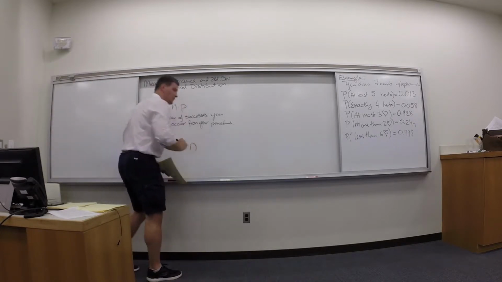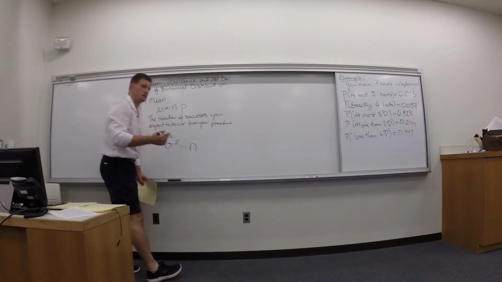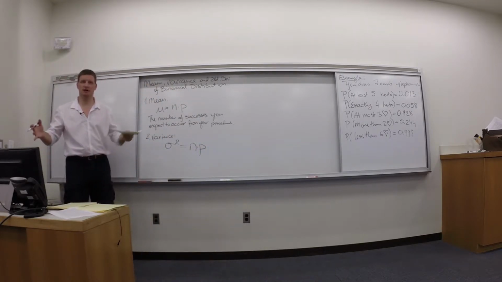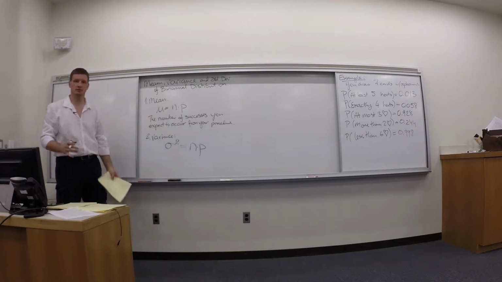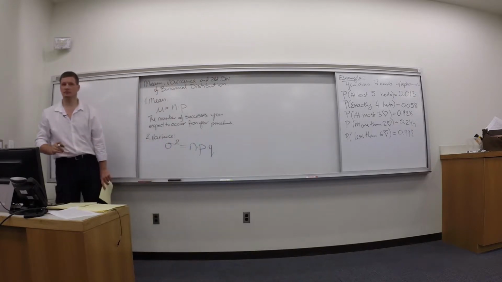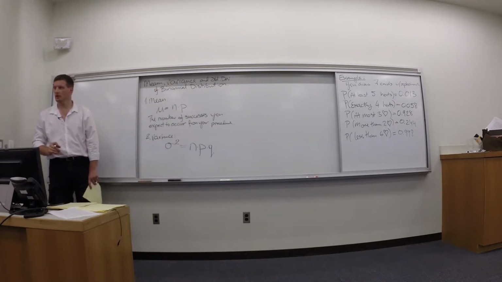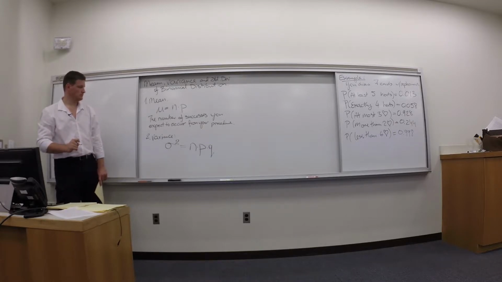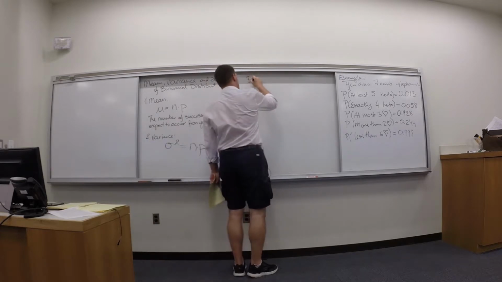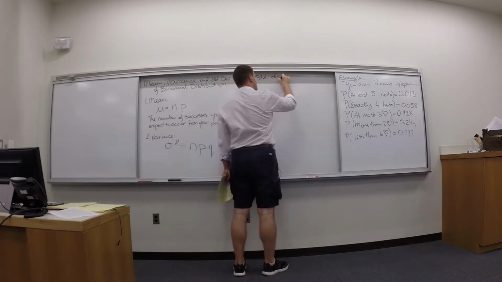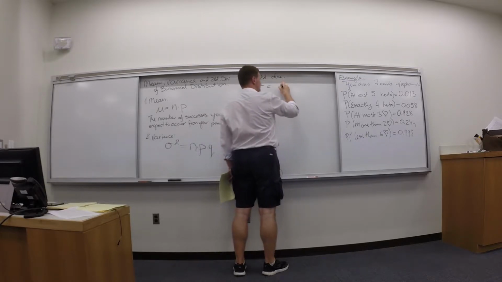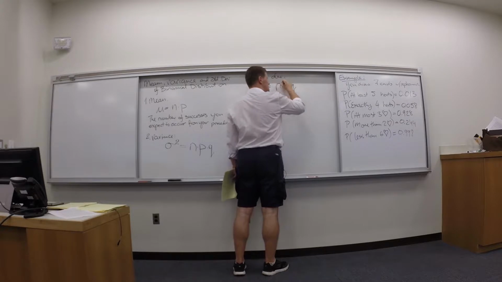How much data we have matters. What's the success rate matters, right? Because the more successes you have, the more the data will be clumped up around the mean. And then the failures matter too. So variance is calculated by this formula, npq. And the last one, standard deviation, is the square root of that. So npq square root.